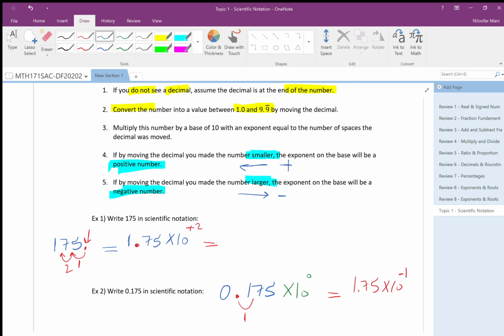Here you had one move, 1. Here you had two moves, 2. Here you go to the left, plus. Here you go to the right, minus.